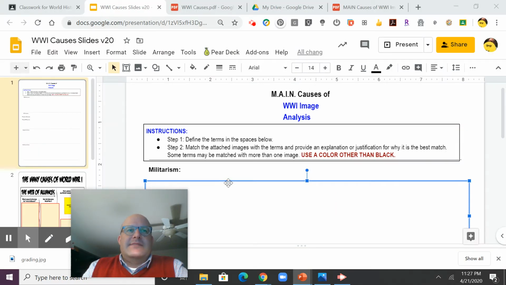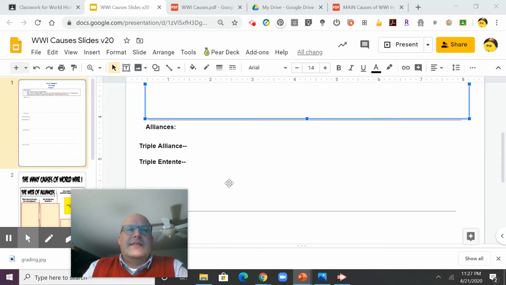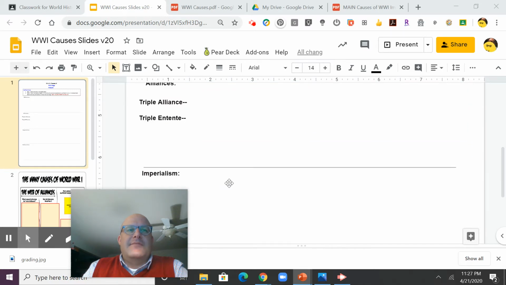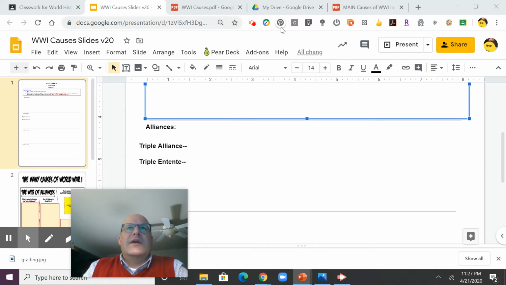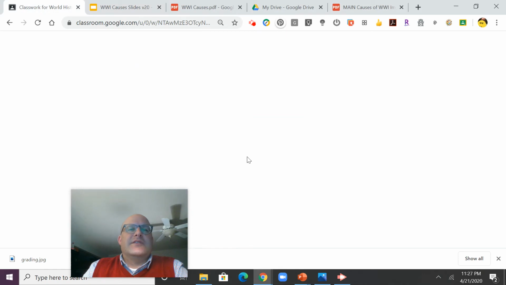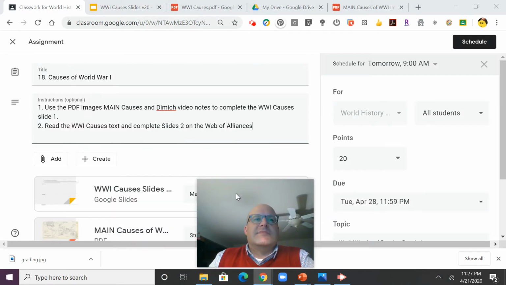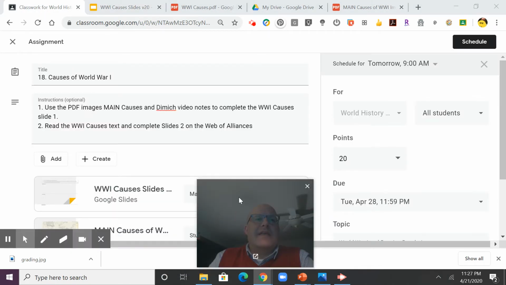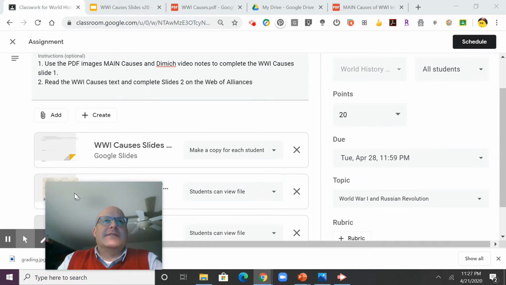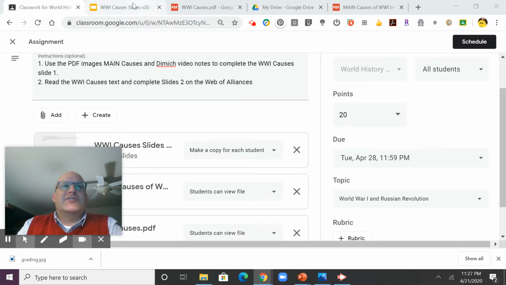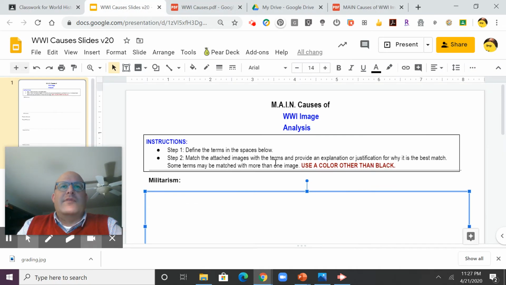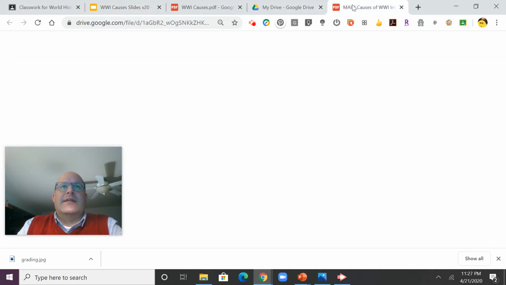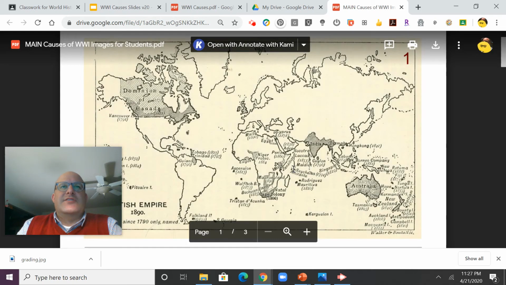Second piece of this: once you get those down, if you didn't get those, then go ahead and stop. Once you have definitions, you need to match up these slides about the main causes to the images to the causes. Some of them may have more than one image that connects to it. So let's just use image number 1, for example.